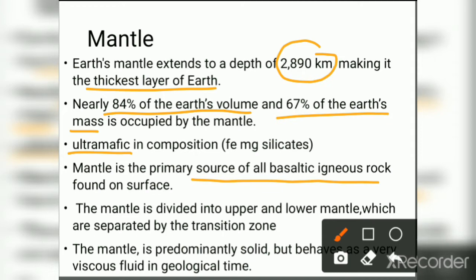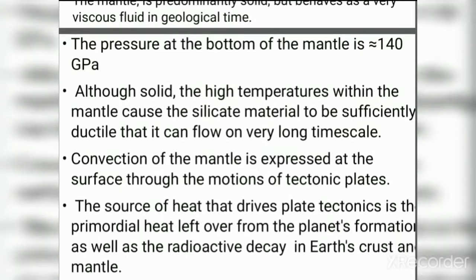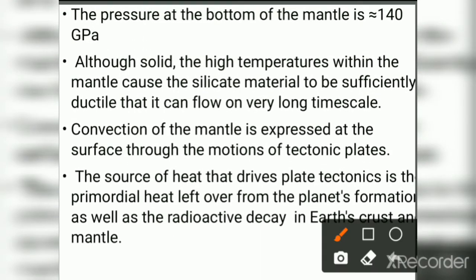The mantle is divided into upper and lower mantle, which are separated by a transition zone. The mantle is predominantly solid but behaves as a very viscous fluid in geological time. The pressure at the bottom of the mantle is 140 gigapascals. Although solid, the high temperatures within the mantle cause silicate materials to be sufficiently ductile that they can flow on very long time scales.